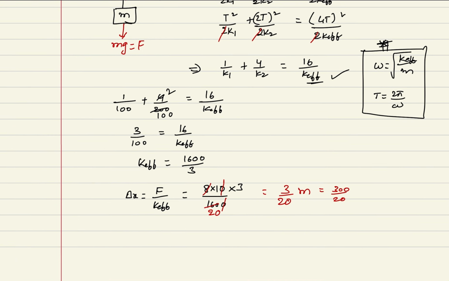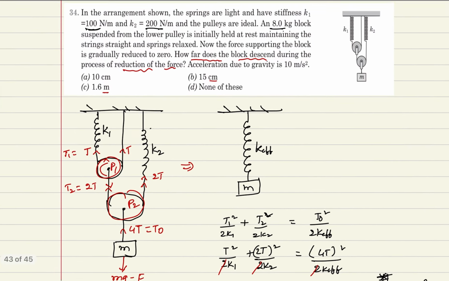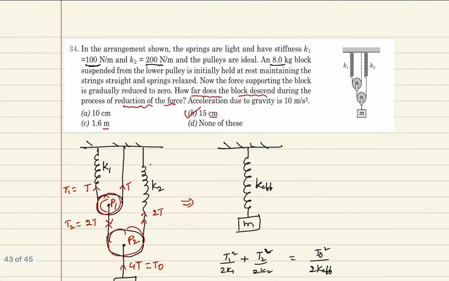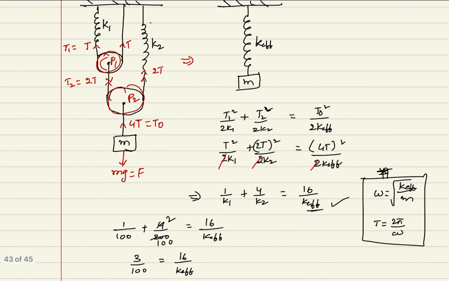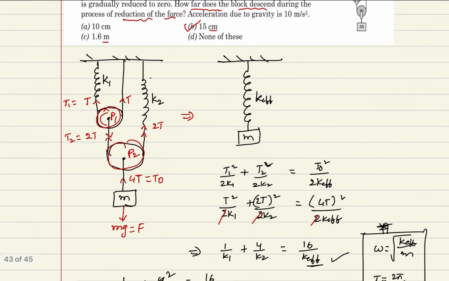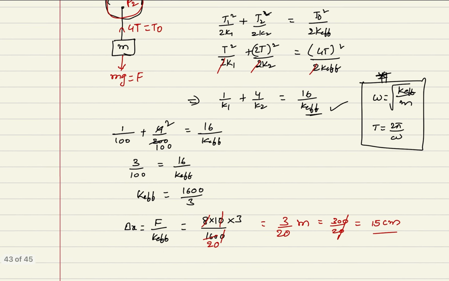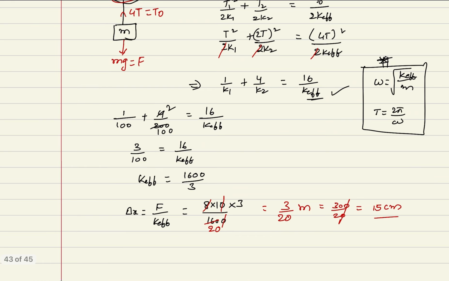So you can write it as 300 divided by 20. If you write that, you will get 15 centimeters. Okay, observe this carefully. The correct option is B. I have written the energy method, so that the energy of the system remains constant for the given arrangement. I have used the same thing.